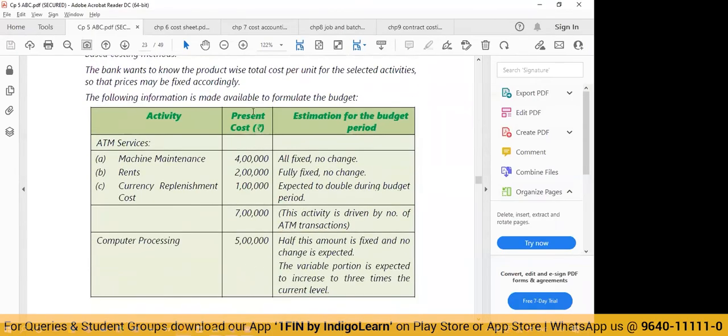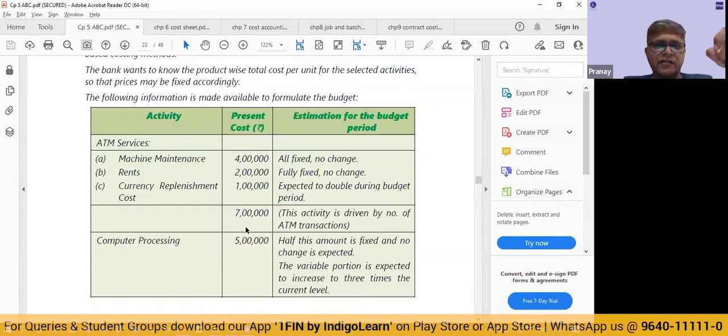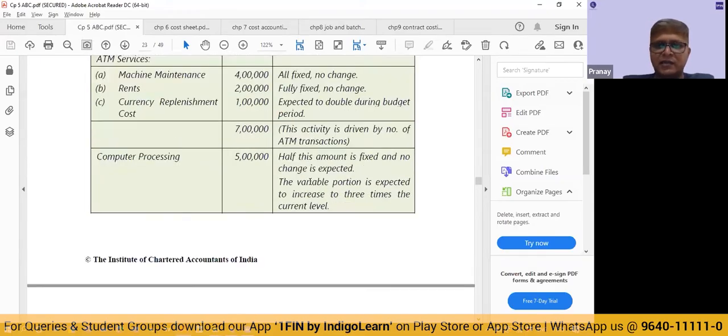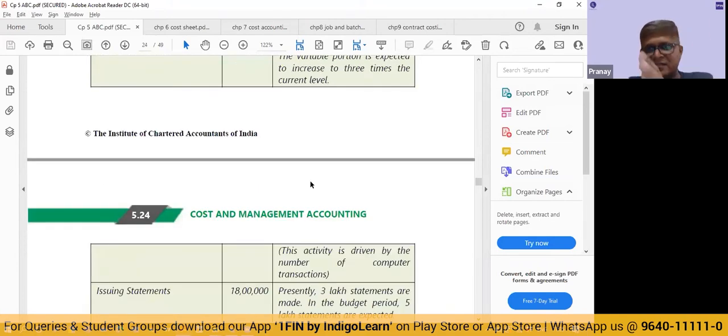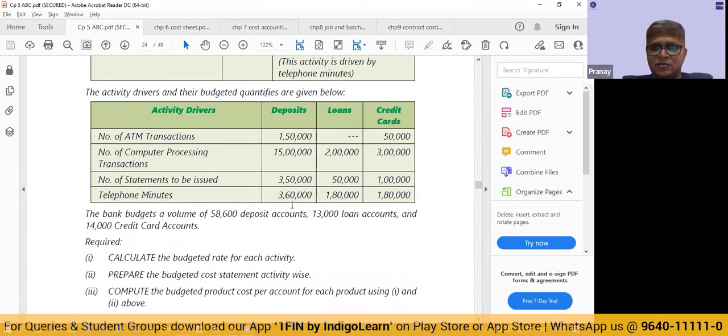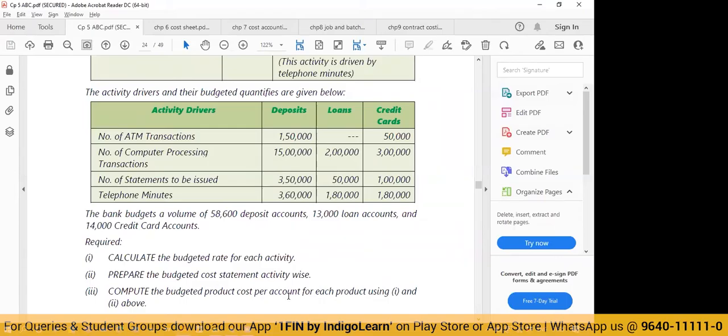All right. The cost that they have given is the present cost. And then they are saying how you should estimate it for the budgeted period. So they have given increase, change, no change, etc. All that detail. So the revised estimates that you are going to get are all budgeted for the next period. So what we are going to talk about is going to be budgeted only. So it says calculate the budgeted cost, budgeted product cost.